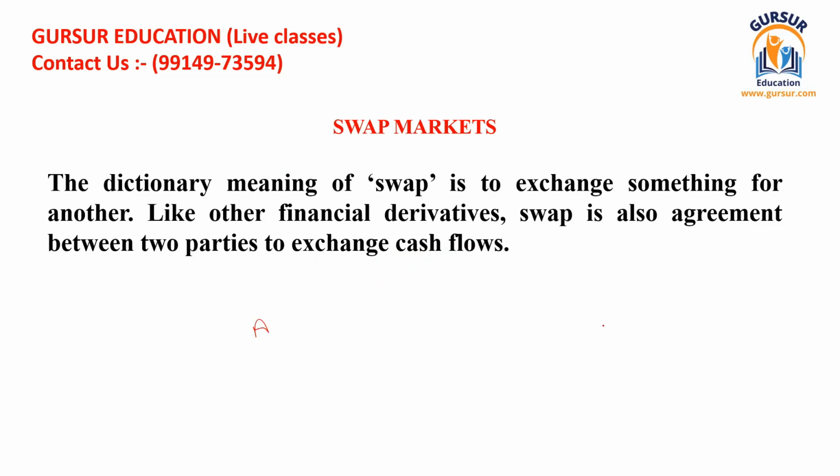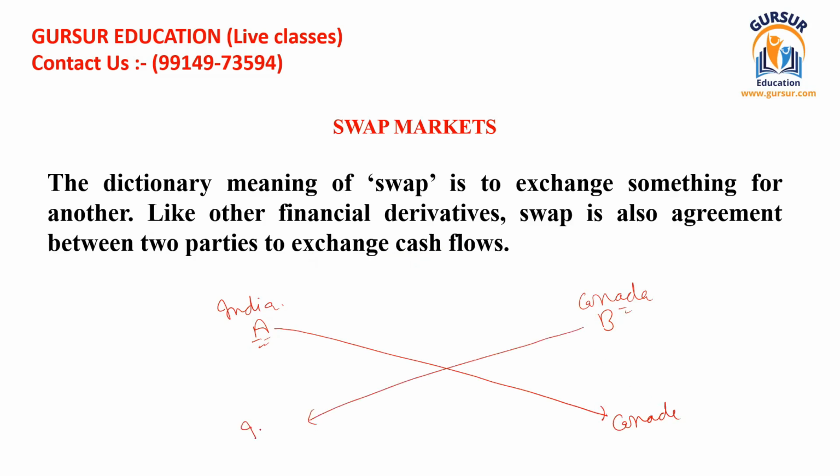Suppose there are two parties, A and B. A is the resident of India, and B is the resident of Canada. A has a branch of his company in Canada, and B has a branch in India, obviously.